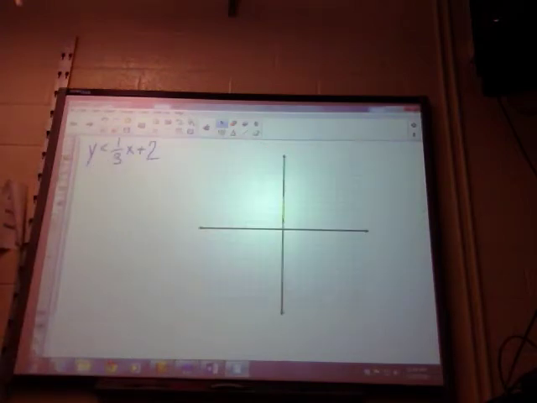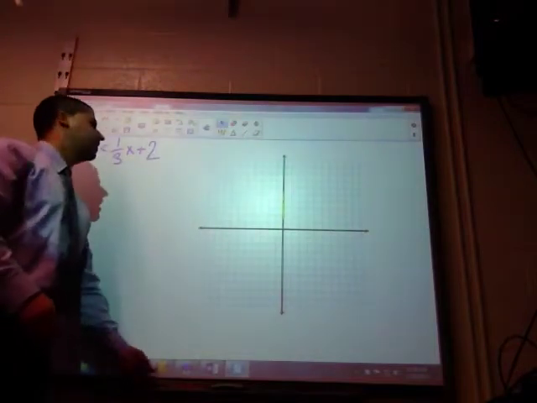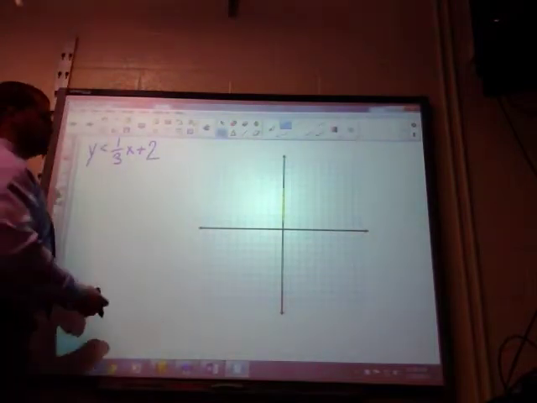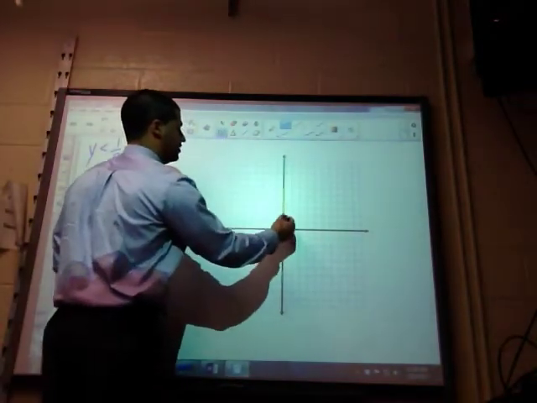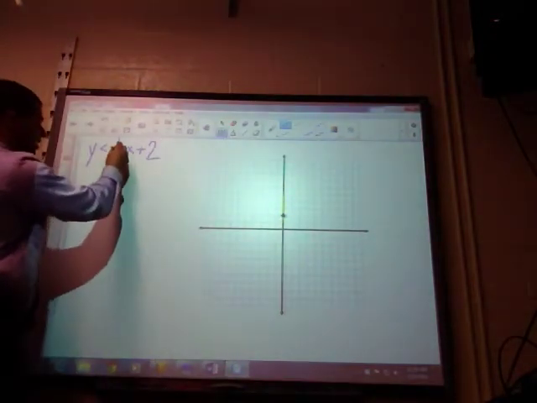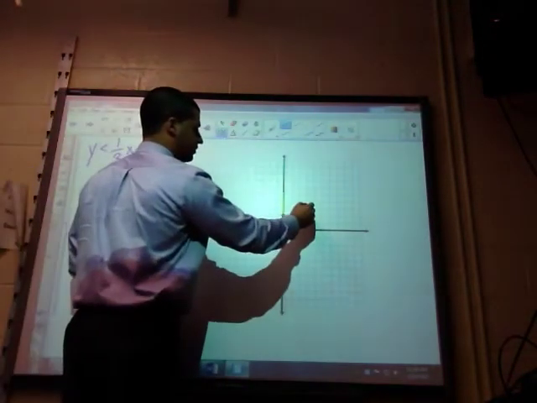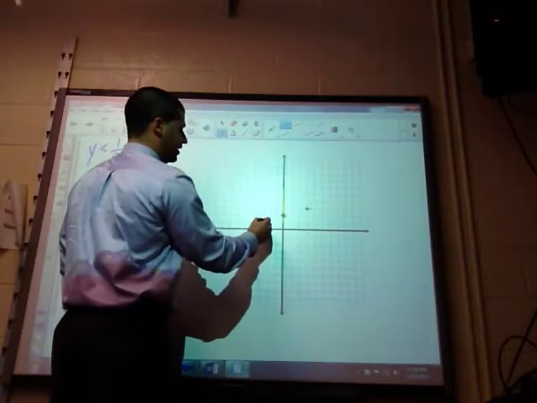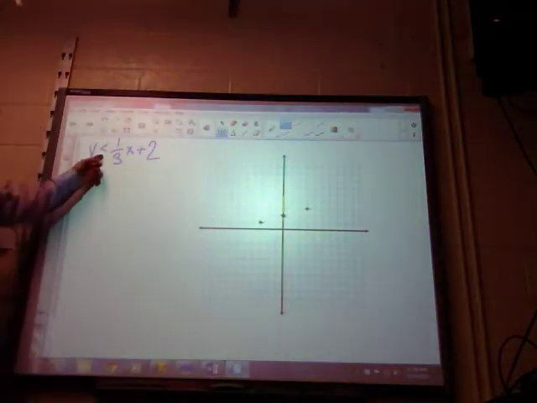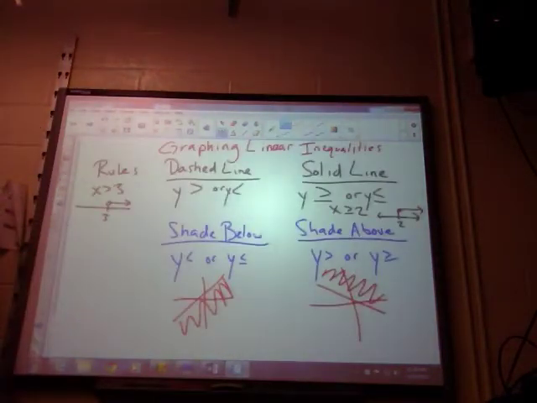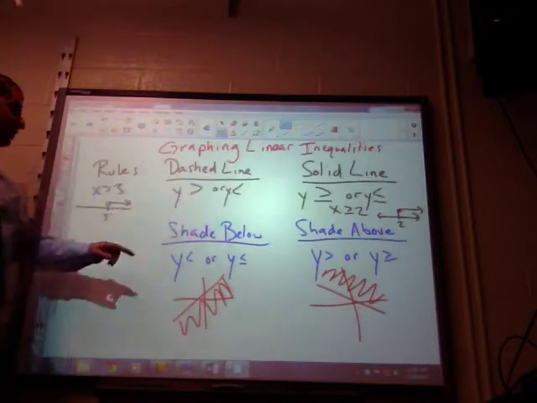So let's try some examples. y is less than 1/3 x plus 2. So like I said, we graph just like we're in slope-intercept. Go up to 2. The slope is up 1, right 3, or down 1, left 3. Now this is less than. So if we go back to our last page, we see that it's just a less than, so we get a dashed line.